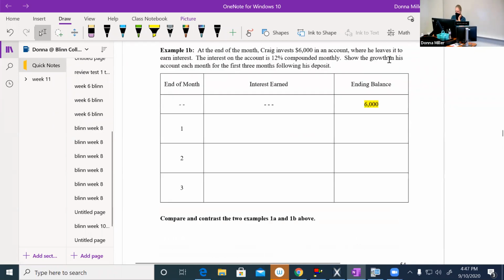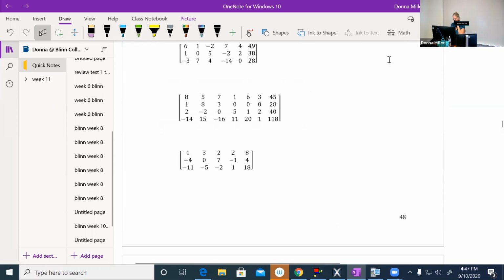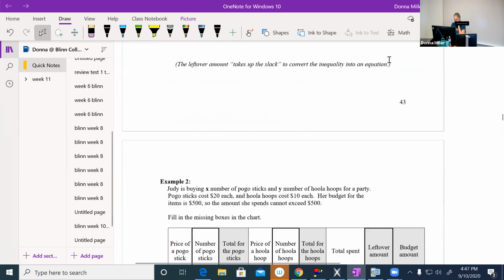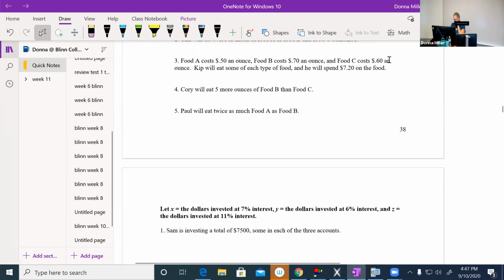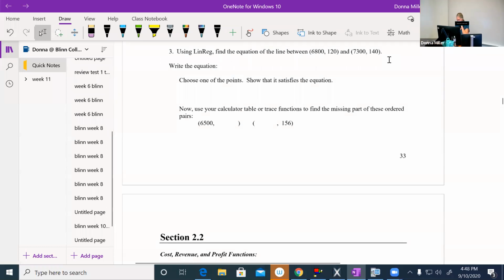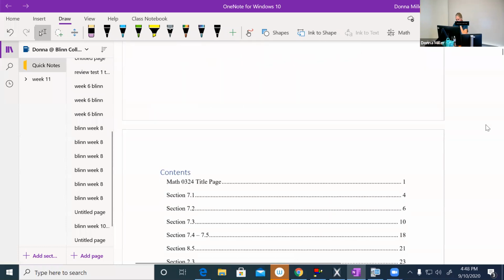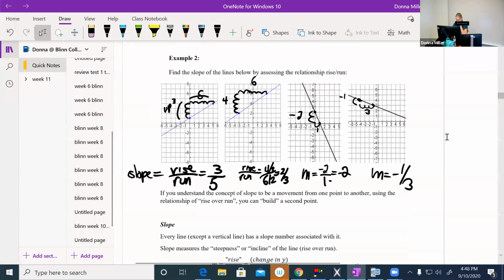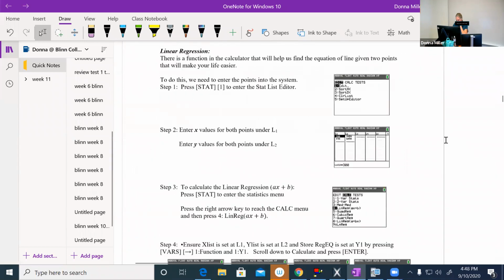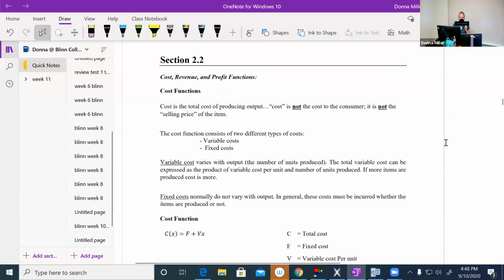Okay, this is like this business application that you're going to see in 1324. There it is. All right, so it's on page 34 in the packet. All right. So here's the deal.